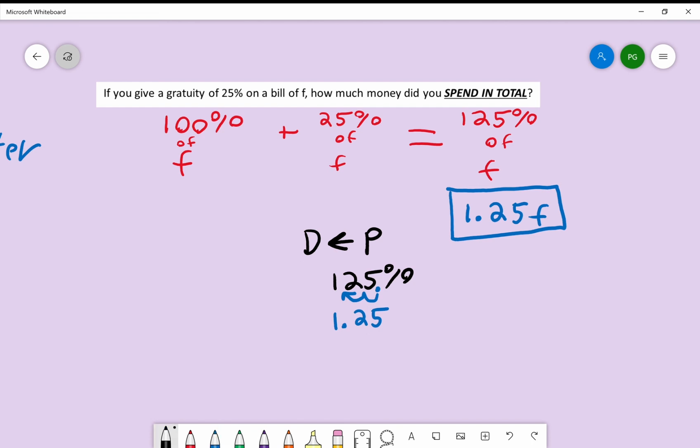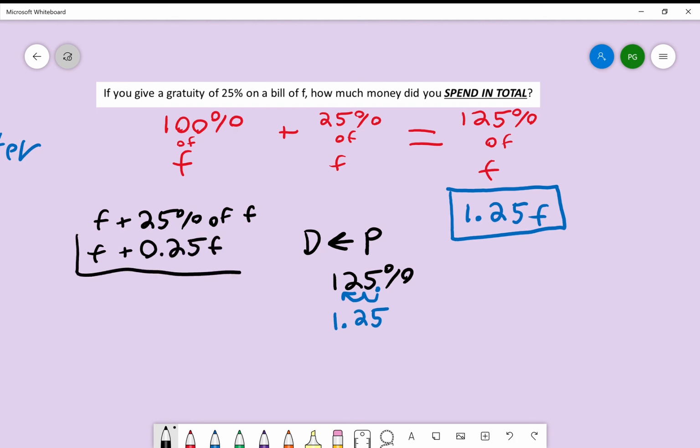So to review for this, you could have done, all right, F, the original, plus 25% of F. You could have converted that to F plus 0.25 times F. This is a possible answer. Or you could have just gone ahead and done, okay, 100% of F plus 25% of F equals 125% of F, and then converted that 125% to a decimal and multiplied it times F. Both of these answers are correct. You can choose whichever one you prefer.